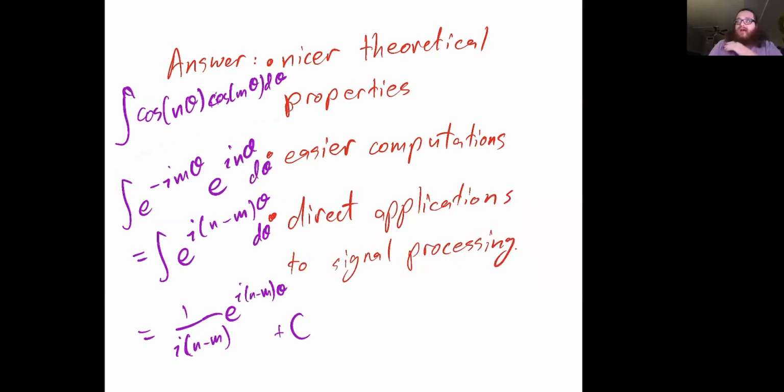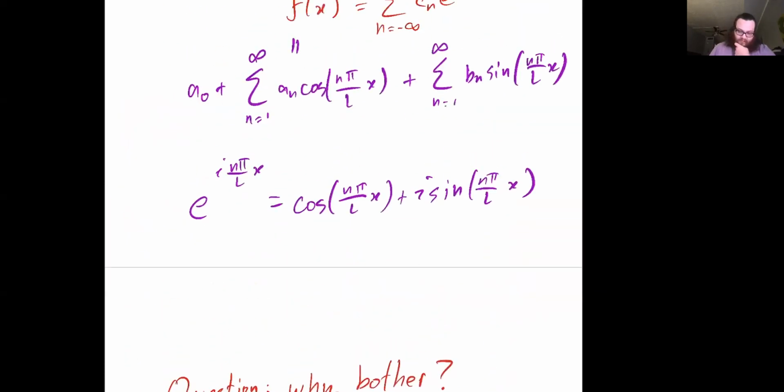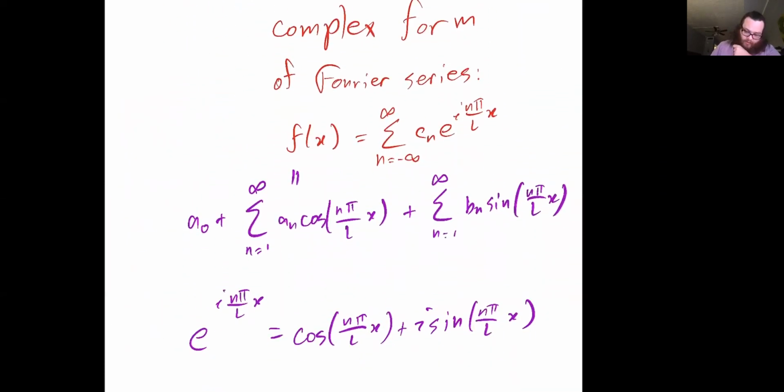And finally, there are a lot of nice direct applications to signal processing and a lot of very applied things that become a lot harder to work with if you just try to work in the real setting. One of these in particular is, we have formulas for, up here, for example, this coefficient a sub n, which was 1 over L times the integral from minus L to L of f of x cosine n pi over L x dx.